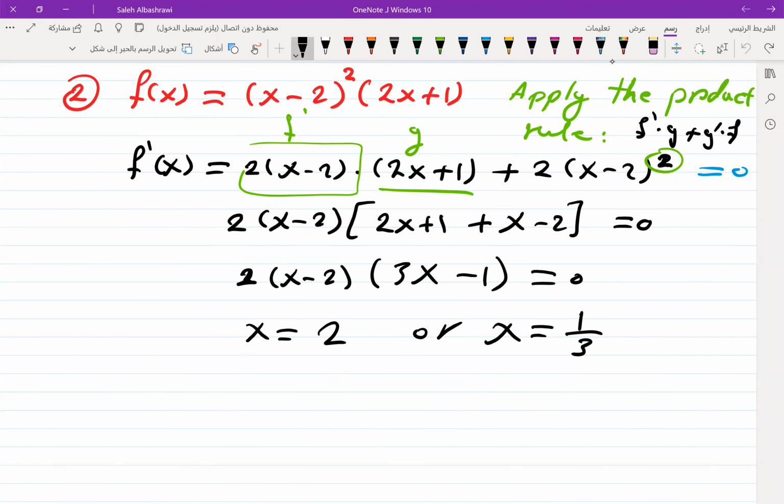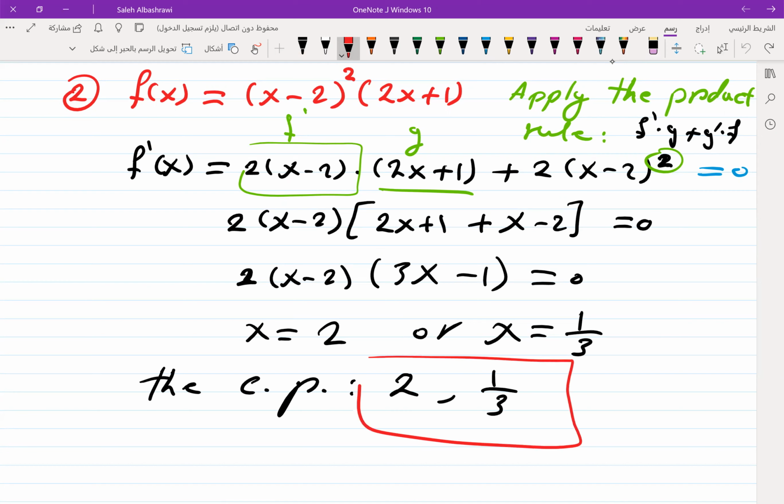So the critical points are 2 and 1 over 3. So the critical points for this function are 2 and 1 over 3.